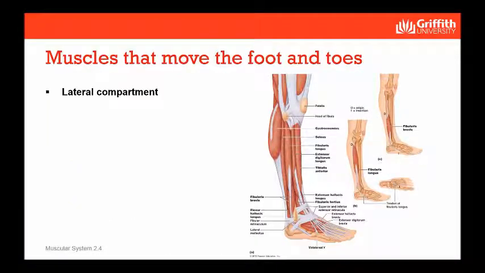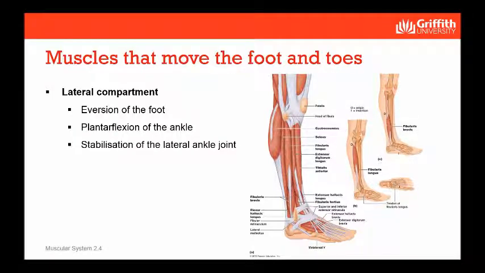The muscles in the lateral compartment of the lower leg are responsible for eversion of the foot and some plantar flexion of the ankle joint. They stabilize the lateral ankle joint by supporting the lateral longitudinal arch. Fibularis longus is the most superficial lateral muscle that overlies the fibula. It originates on the head of the fibula and inserts by long tendon under the arch of the foot on the medial tarsal bones.